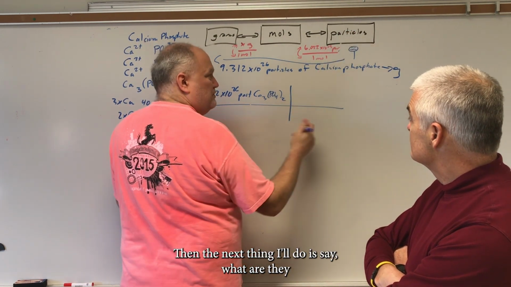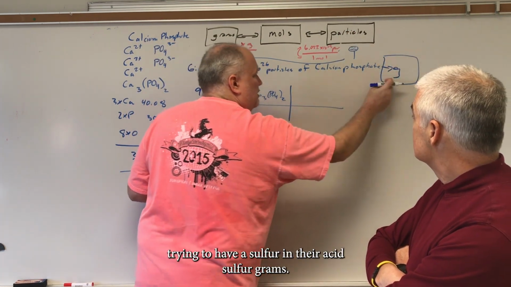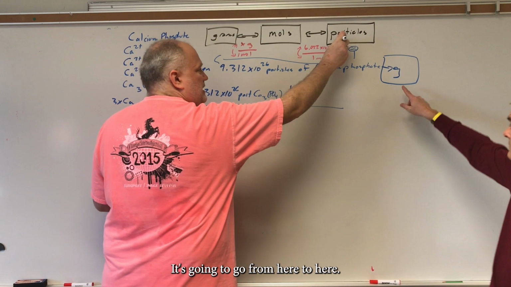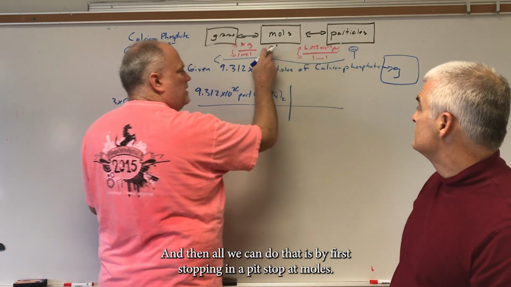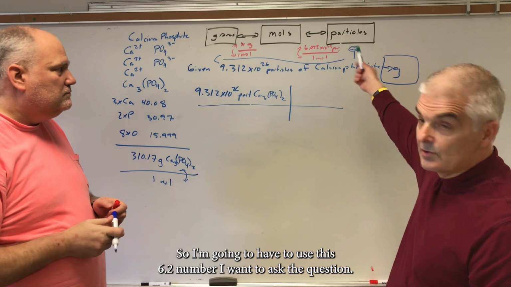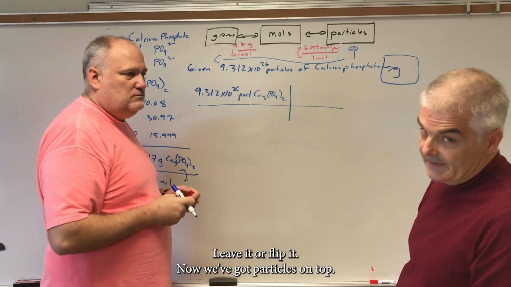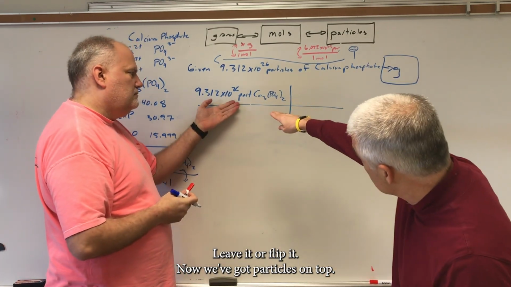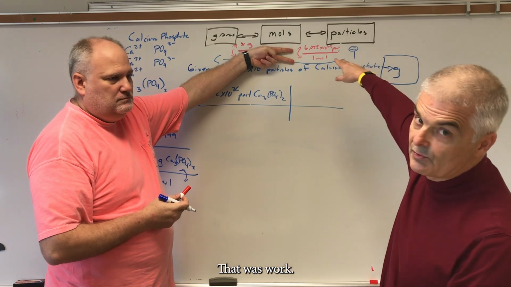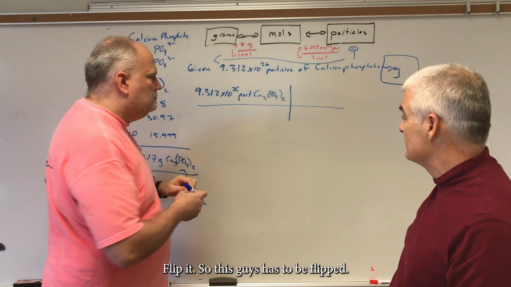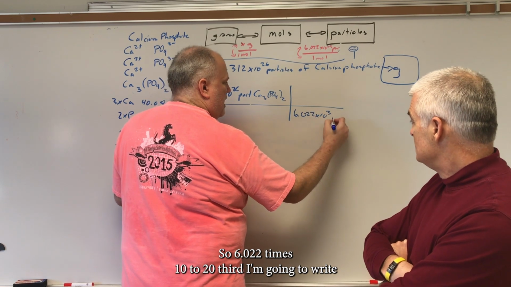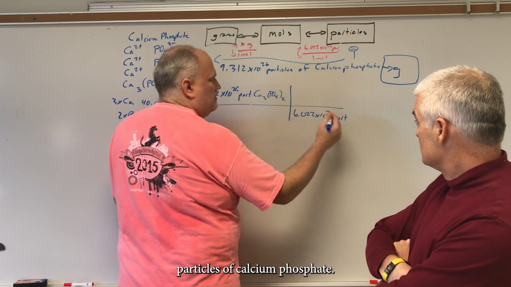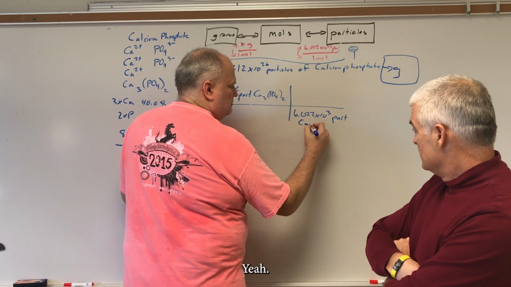Then the next thing I would do is ask, what are they trying to have us solve for? They're asking us to solve for grams. So we have to go from here to here. And the only way we can do that is by first stopping in a pit stop at moles. So I'm going to have to use this 6.02 number, and we have to ask the question, leave it or flip it. Now, we've got particles on top, that doesn't work, flip it. So this has to be flipped. So 6.022 times 10 to the 23rd particles of calcium phosphate.